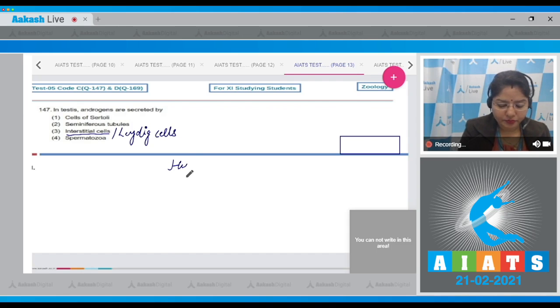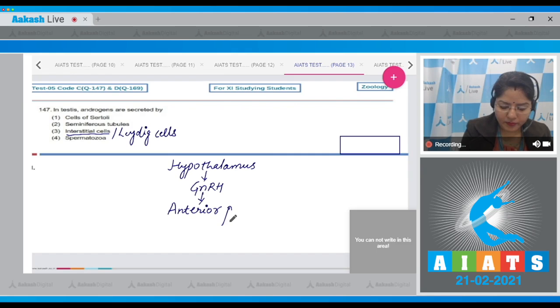Hypothalamus secrete GnRH. This GnRH through portal circulation reaches to anterior pituitary, and in turn stimulates anterior pituitary to release gonadotropins, that is FSH and LH.